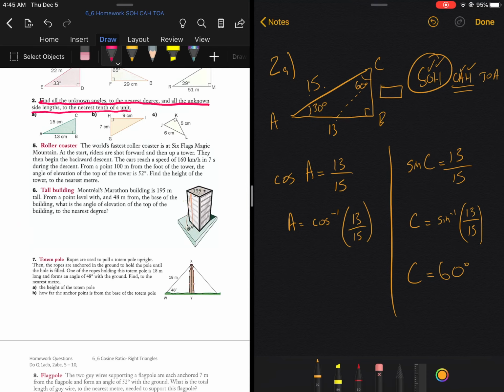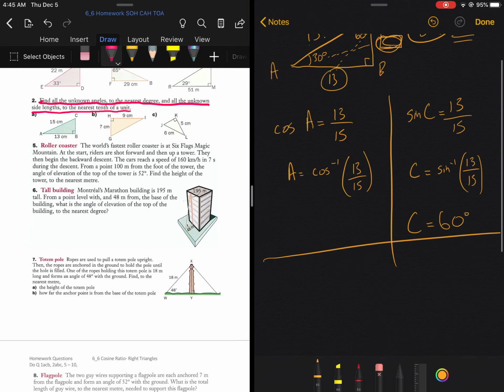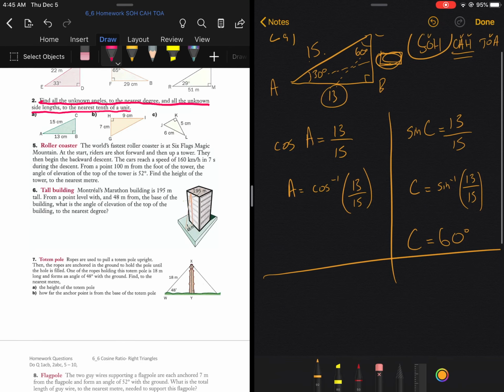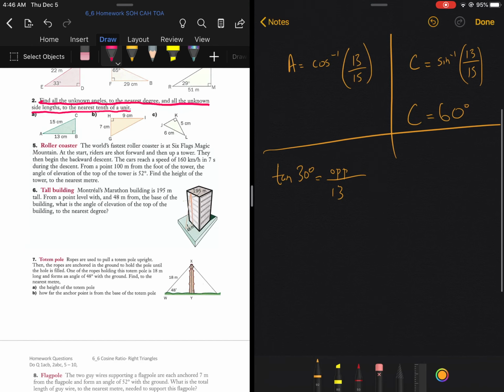What about this side? Well, depending on what angle we use, we could use Pythagorean theorem. We're not going to. What we're going to do instead is use 30 degrees. And we have the adjacent and the opposite. Opposite and adjacent uses tan, TOA. So we're going to say tan of 30 degrees equals opposite over adjacent. We don't know the opposite, and adjacent is 13, right here.